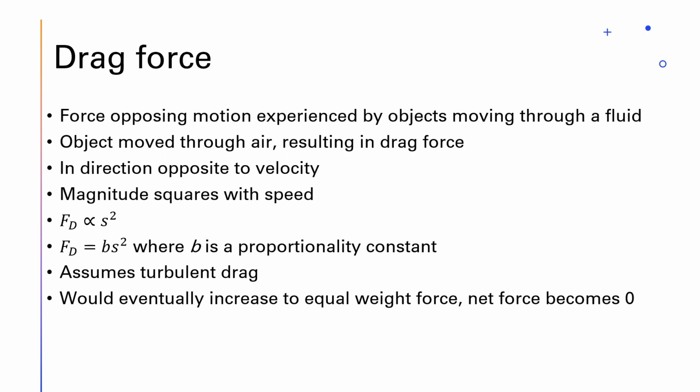The second physics principle is drag force, to further explain the motion. Drag force is a force opposing motion experienced by objects moving through a fluid, and in this case the slinky moved through the air, which resulted in drag force. The force of drag is in the direction opposite of velocity, and its magnitude scales with the square of speed. The equation I used for this was the force of drag is equal to b times s squared, where b is a proportionality constant, and s is the speed of the object.